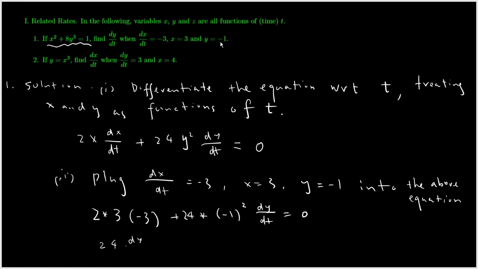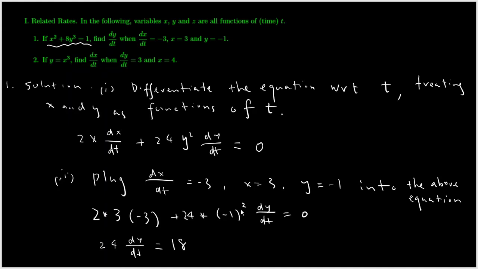24 times the rate of change of y is equal to, so be careful, this -1 the whole thing squared is positive 1. You move the other term to the other side of the equation. So do you have 18? I think you have 18. You have positive 18 if you move to the other side of the equation.